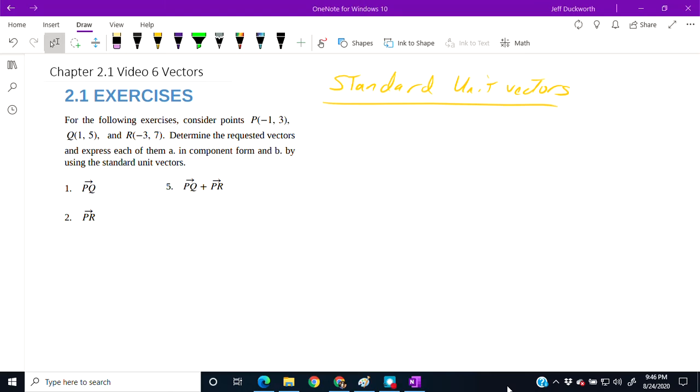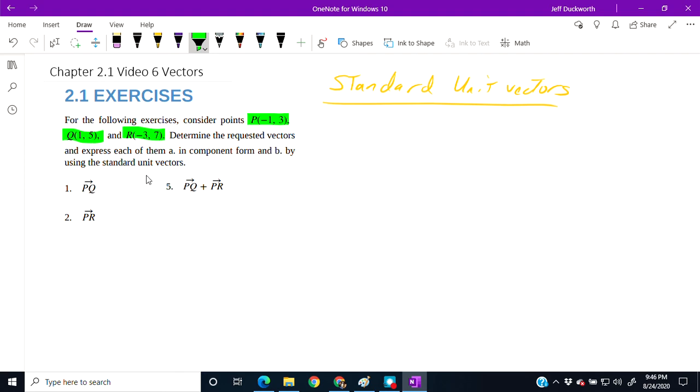All right, so let's sit down and try to do a few homework problems. I've chosen a group from the 3 problems from the first group in 2.1. We've got 3 different points, P, Q, and R. So P is the point (-1, 3), Q is the point (1, 5), R is the point (-3, 7).